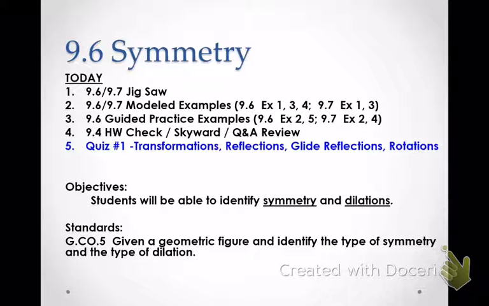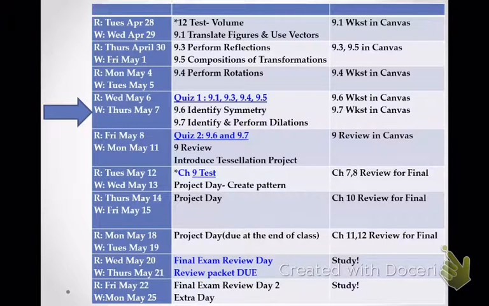9.6 and 9.7 are the sections we're covering today. Here's a look at the schedule I just described. As you can see, today we have the quiz. These days are off, but anyway, we have a quiz next time, then a test, and we start a project.